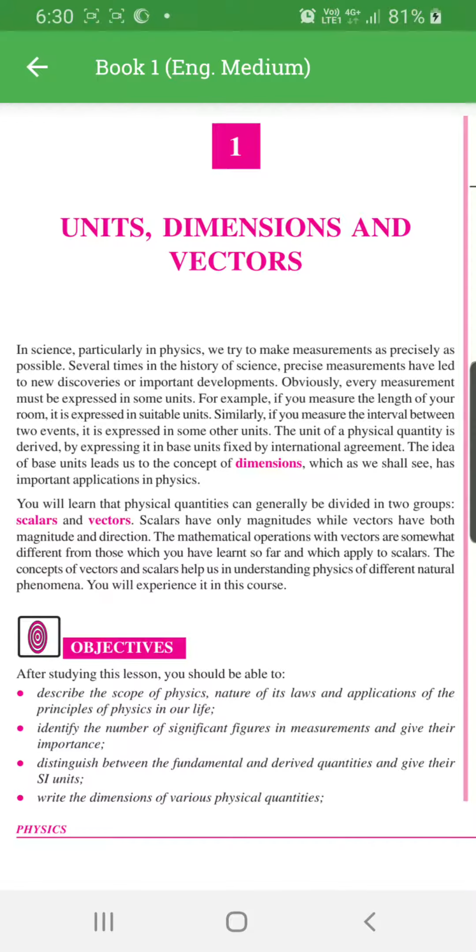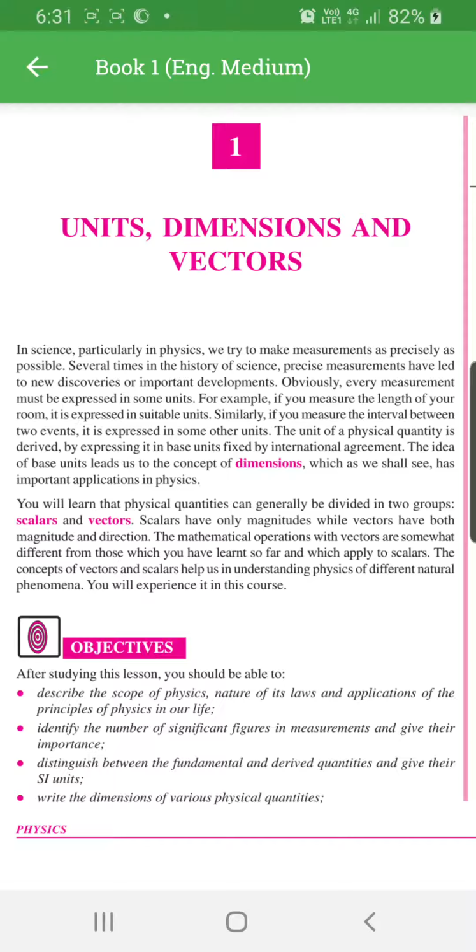Units, dimensions, and vectors. In science, particularly in physics, we try to make measurement as precisely as possible. Several times in the history of science, precise measurements have led to new discoveries or important developments. Obviously, every measurement must be expressed in some units.